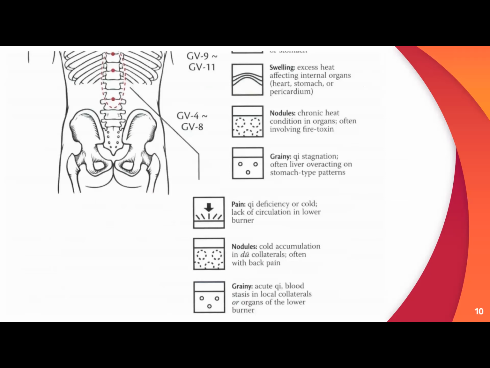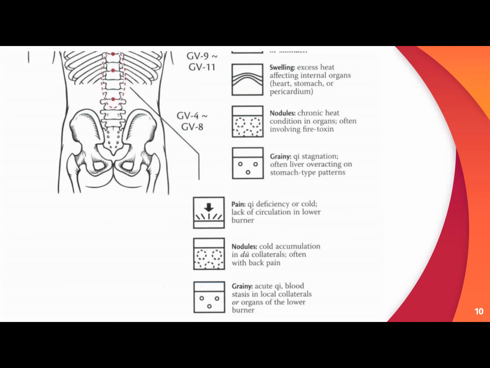So if there is swelling around GB9 to 11, it indicates excess heat affecting internal organs, the heart, stomach, or the pericardium. If you can feel nodules around GB4 to GB8, this could mean chronic heat conditions in organs often involving fire toxin.